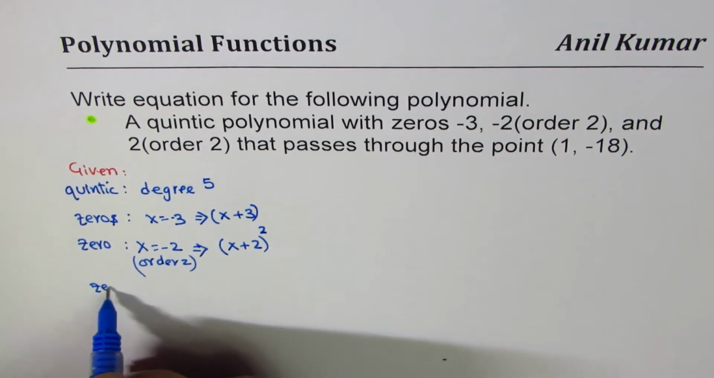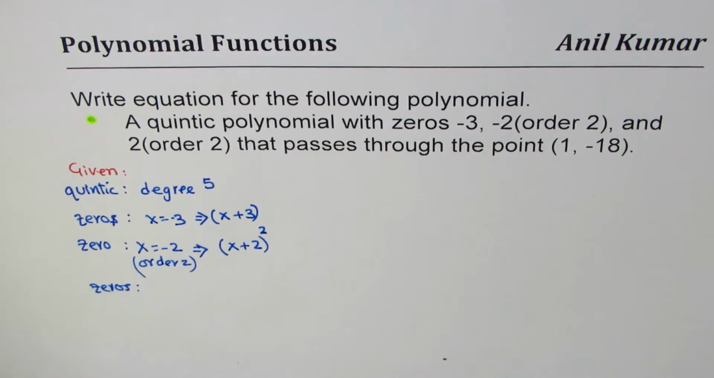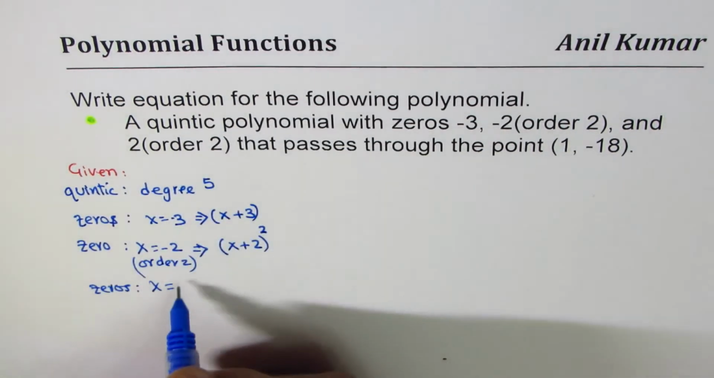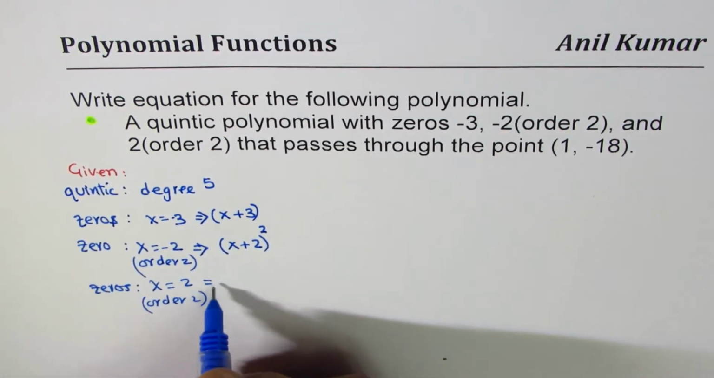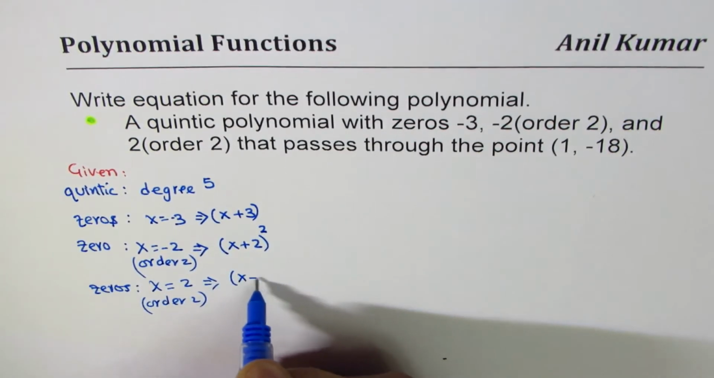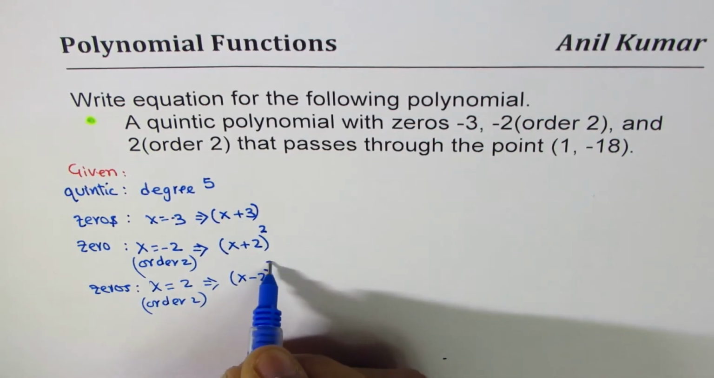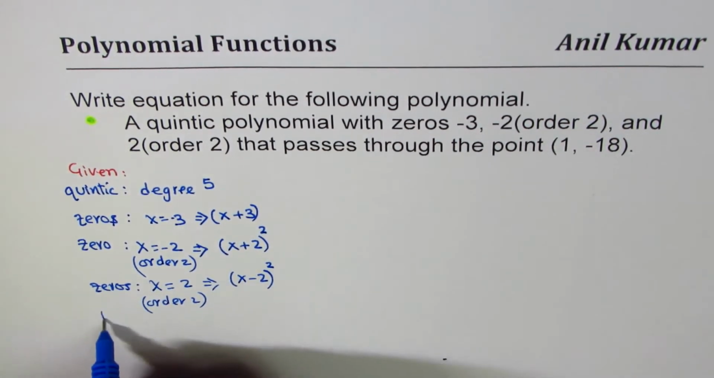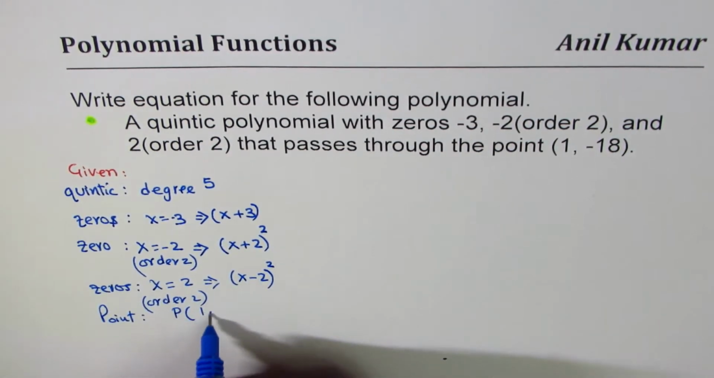And then again we are given a zero. See, zeros and x-intercepts: zeros have order, x-intercepts we don't talk about order, right? X equals 2, order 2, and that gives you a factor x minus 2. That makes it 0 at x equals 2. Order 2 means power of 2. And it also goes through a point. Let's call this point P (1, -18).